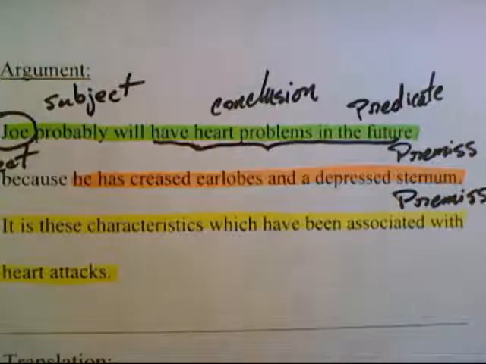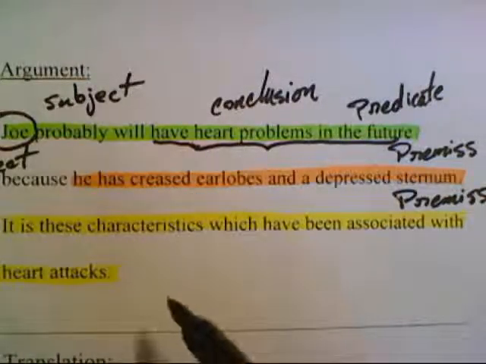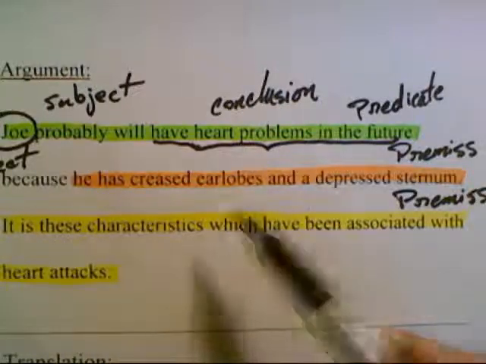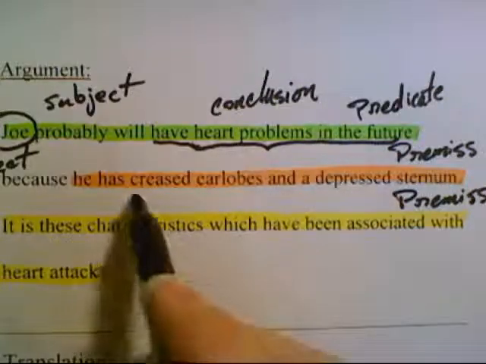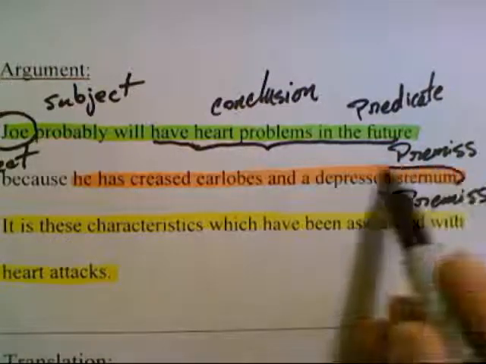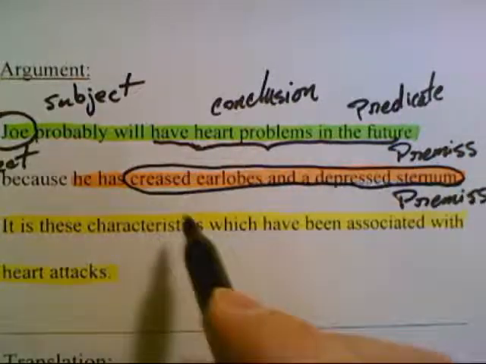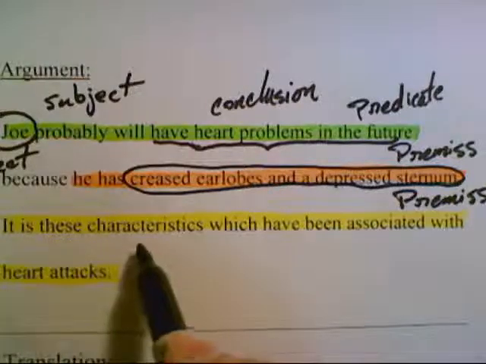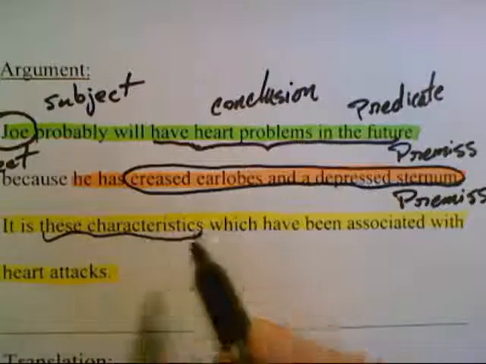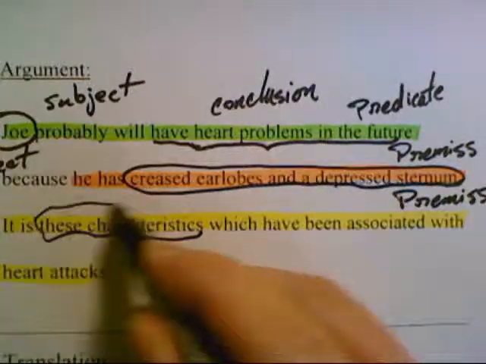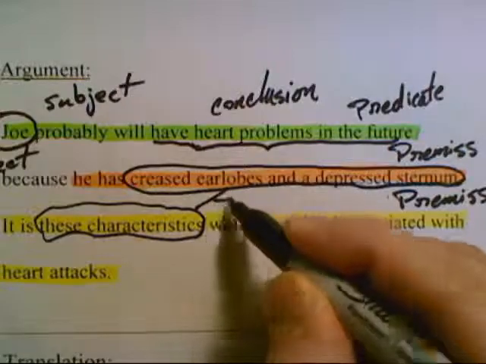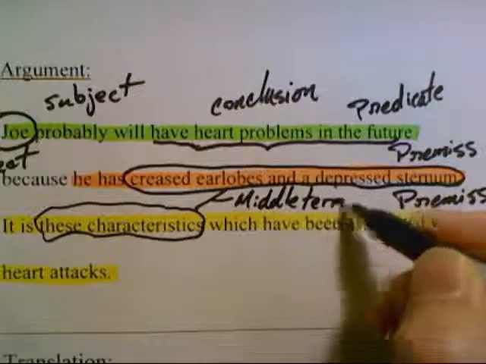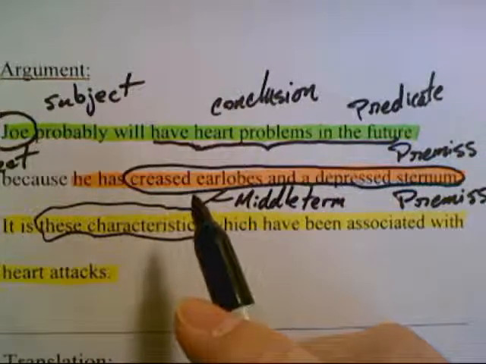Once we have this set of information, there's only one thing left that we need to find, and that's what we call the middle term. The middle term is what helps us to link Joe to the heart problems, or the possible heart problems. And so looking through all the information that we have here, this idea about having creased earlobes and a depressed sternum is actually what leads us to that conclusion. So what you're going to do is take this information, having creased earlobes and a depressed sternum, and in fact, if you look in the second premise here, it's these characteristics. These things together are actually what we call the middle term.